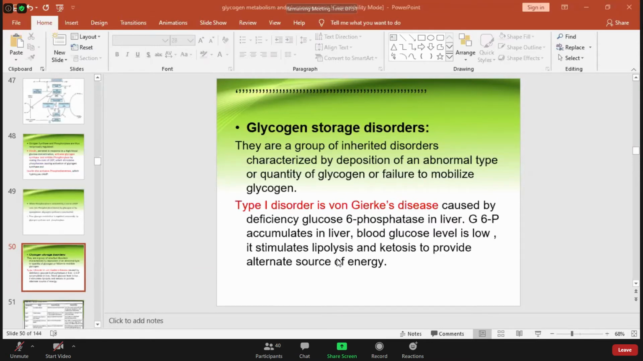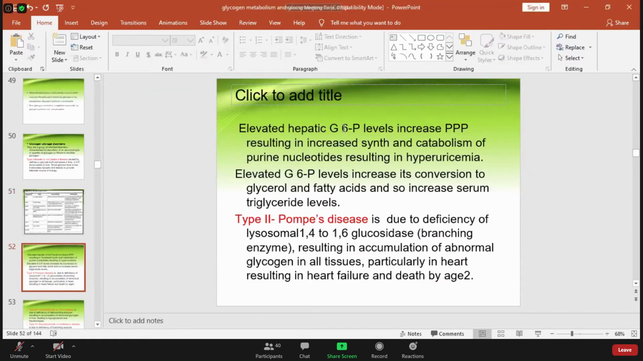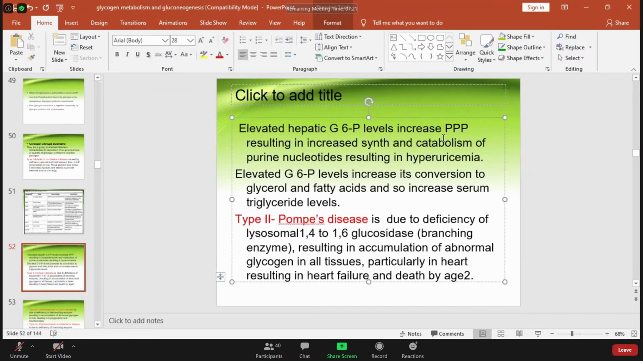So it cannot leave the liver cell into the blood. Glucose 6-phosphate in liver is high, but blood glucose level is low. When the energy content of the cells is low, it stimulates lipolysis and then ketosis to provide an alternate source of energy. Apart from that, elevated hepatic glucose 6-phosphate levels increase the pentose phosphate pathway, resulting in increased synthesis and catabolism of purine nucleotides, resulting in hyperuricemia.